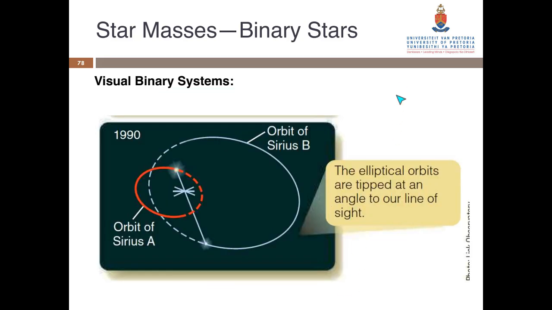So the elliptical orbits are tipped at an angle to our line of sight. So here we can see the center of mass and the two orbits of Sirius A and Sirius B.